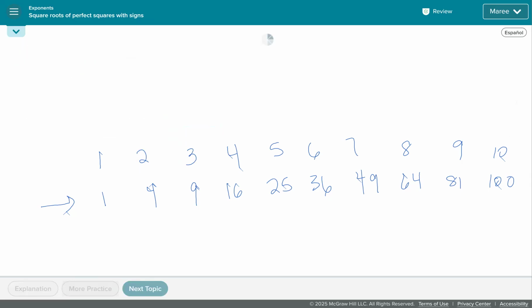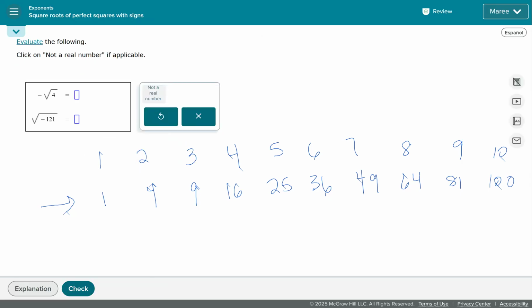All right, let's do one more. So this one will be negative 2. So the square root of 4 is 2. And the second one has a negative under the radical, so that's not a real number. And that's the end of the lesson.